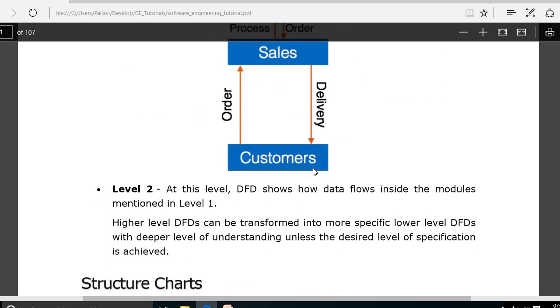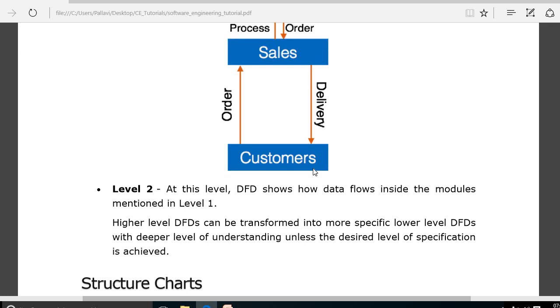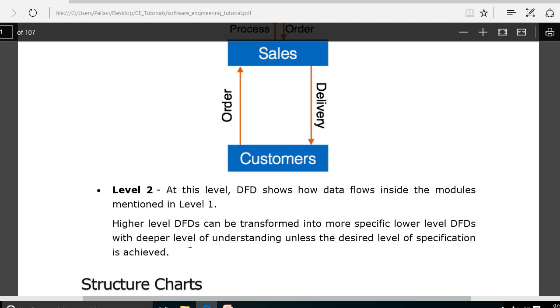So level 2: at this level, DFD shows how data flows inside the modules mentioned in level one. So if we go into details inside the modules of the first level DFD, then we have the second level DFD. So a higher level DFD can transform into more specific lower level DFDs with a deeper level of understanding, until the desired level of specification is achieved. So in this way we have DFDs.